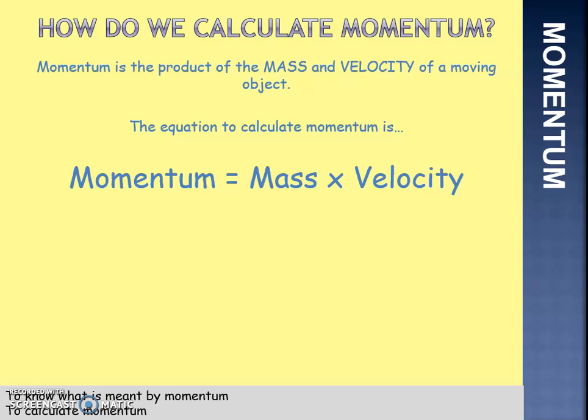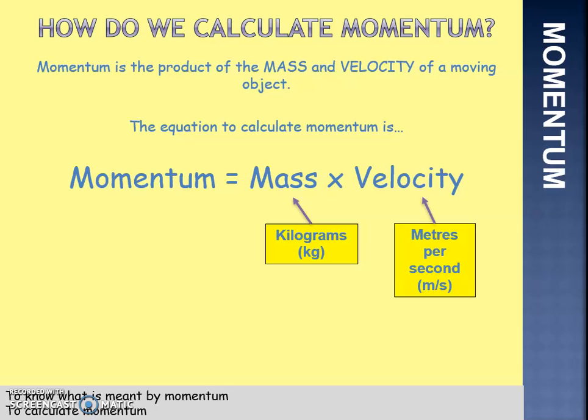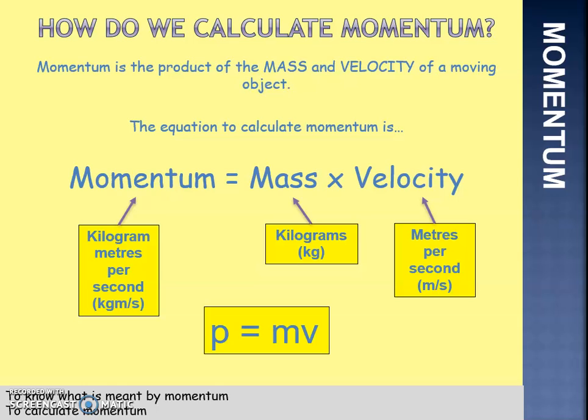We need to be careful here because we need to ensure we get our units right. Mass is in kilograms, velocity is in meters per second, so momentum is in kilogram meters per second. Write that down and ensure you commit that to knowledge. Momentum is measured in kilogram meters per second. As far as the symbols go, we would call that p equals mv.